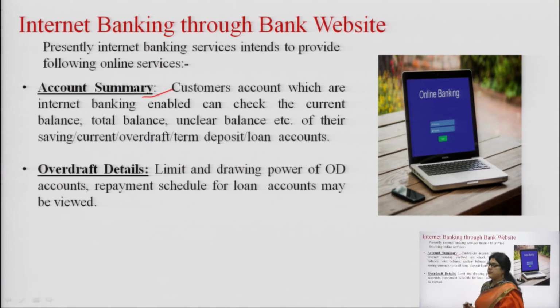So the first one is the account summary. When you are looking for the account summary, you are simply seeking your account details: where you have deposited money, from where you have received money, where your money has gone, and what the current balance in your account is.